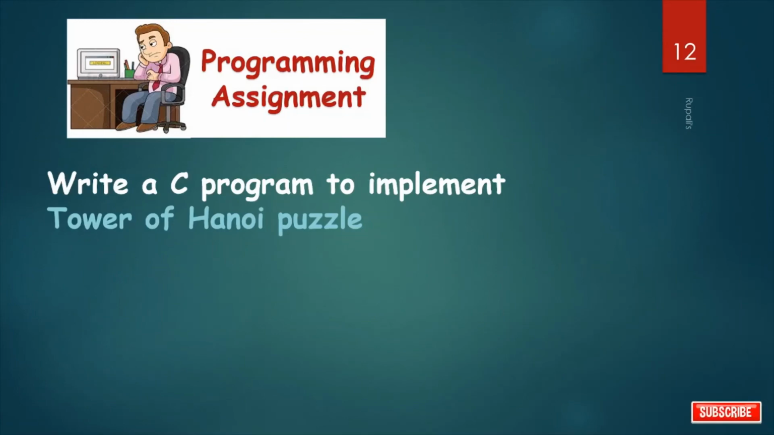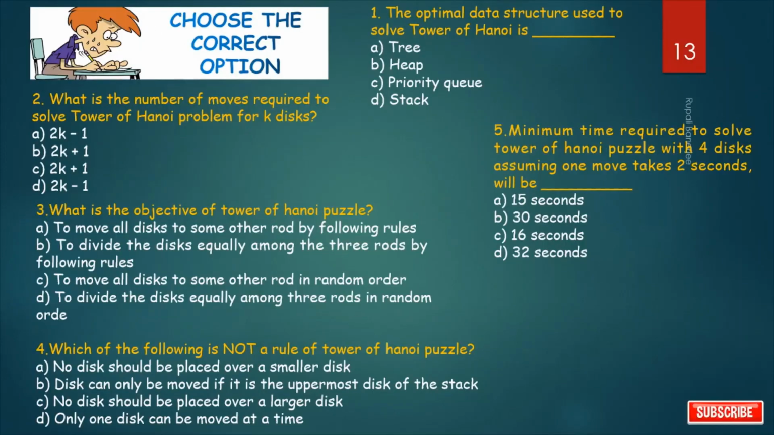So this is your programming assignment. Write a C program to implement the Tower of Hanoi puzzle. So this is your homework.